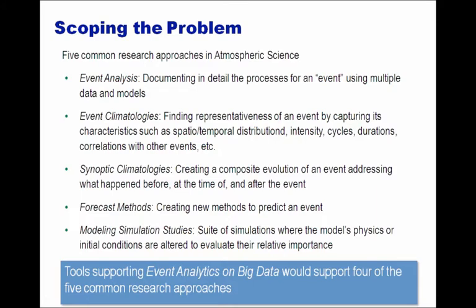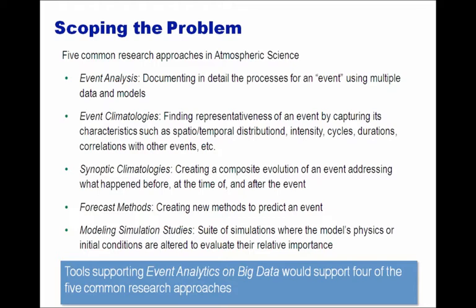So the first thing that we did was we tried to scope the problem down. If you look at the research papers in atmospheric science, there are five basically common research approaches. You do event analysis, where you're looking in detail at what happened in an event. There are event climatology papers, where people are analyzing the data to find representativeness of an event, in terms of what the spatial temporal distribution of an event is, what the cycle durations are, things like that. The third common paper is the synoptic climatology, where you're trying to look at the evolution of an event: what happened before it, at the time of an event, and after the event.